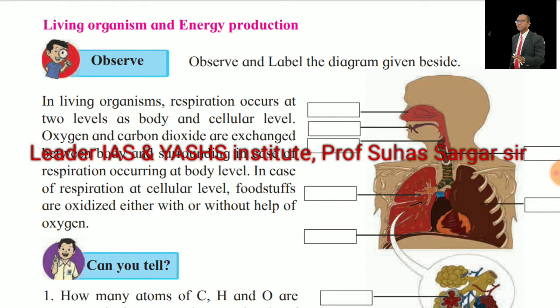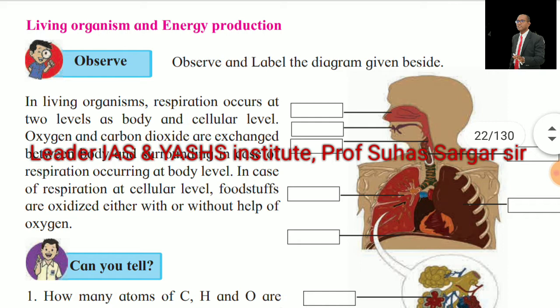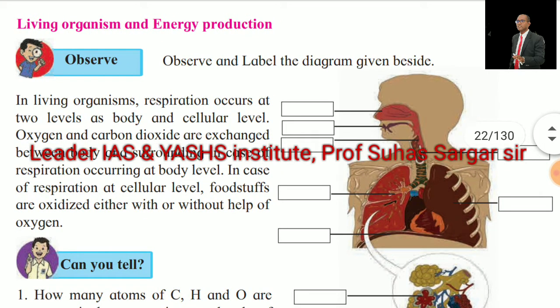Living organisms and energy production. Observe and label the diagram given beside. In living organisms, respiration occurs at two levels: body level and cellular level. Oxygen and carbon dioxide are exchanged between the body and the surroundings in the case of respiration occurring at the body level. In the case of respiration at the cellular level, foodstuffs are oxidized either with or without the help of oxygen.